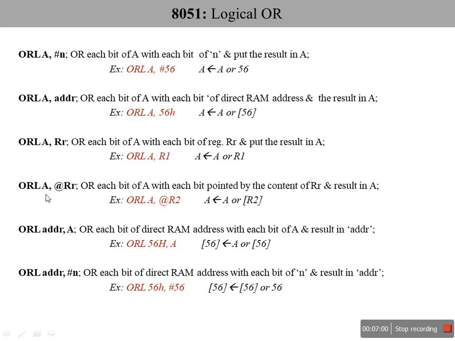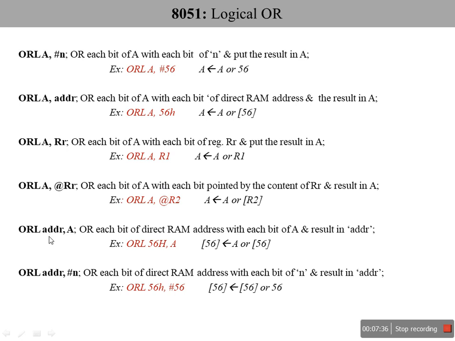And another indirect way of accessing is ORL A comma @Rr. Here this Rr contains the address of the operand in the internal RAM with which the OR operation needs to be done along with the content of the accumulator. For example, ORL A comma @R2. The content of the memory location whose address is in R2 will be brought, and that will be logically ORed with the content of the accumulator bit by bit. The result will be in the accumulator.